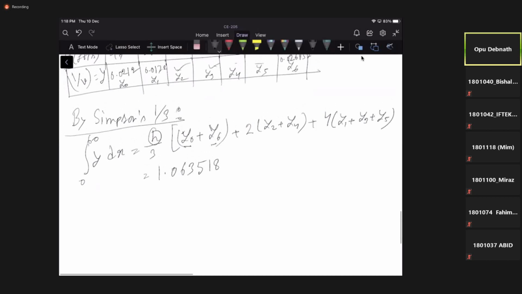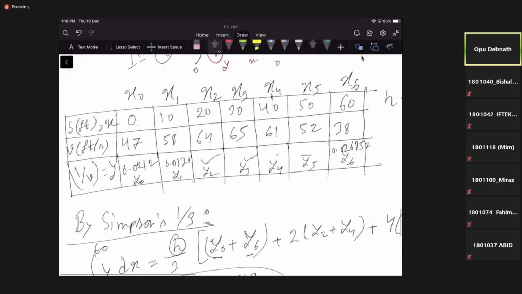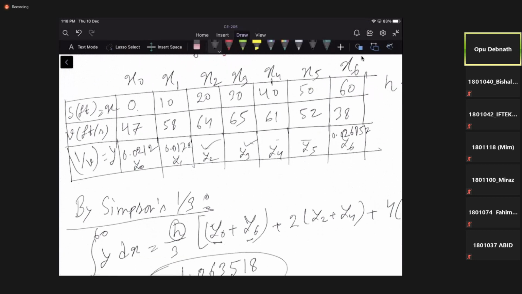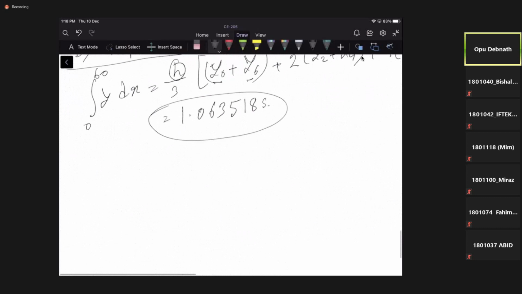Okay, so another question: what's the unit? 1.0635. So what will be the unit in this case? For these problems, look at this: the distance is given in feet and velocity in feet per second. So this is obviously seconds.